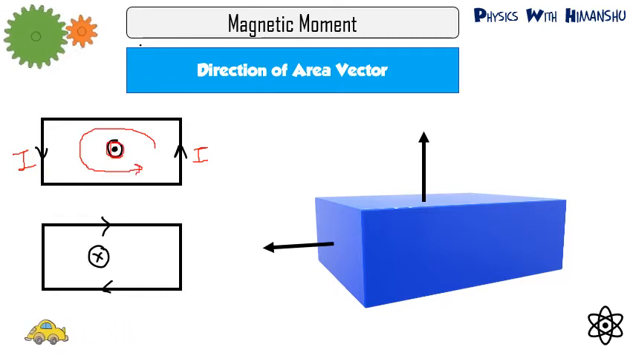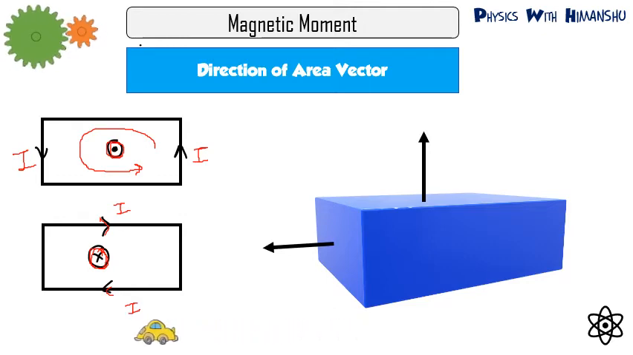So you can curl your fingers in the direction of current. The thumb will give the direction of area vector. Similarly, if the current is in clockwise direction, the area vector will be inwards. It will be inside the plane. So if current is anti-clockwise, area vector will be outwards. If current is clockwise, area vector will be inwards. Okay, so now how to calculate magnetic moment?